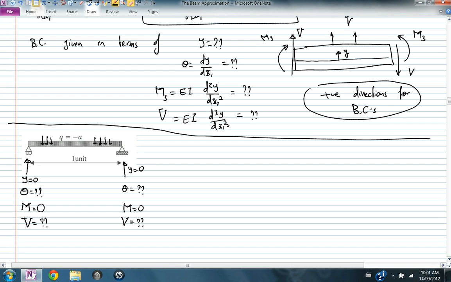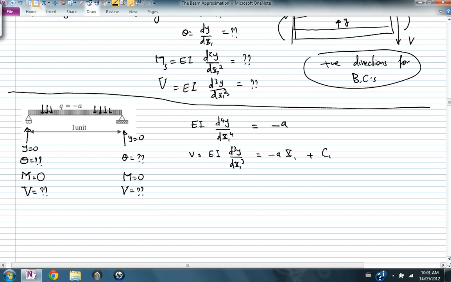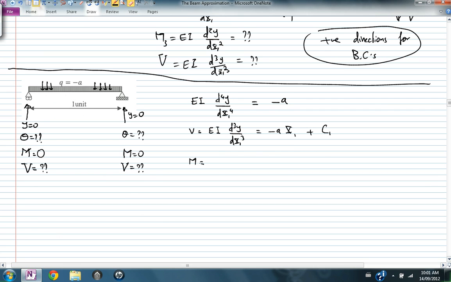Okay, so let's now solve the differential equation of equilibrium. EI d4y by dx1 to the power 4 is equal to negative a, which is the q. The shear, which is EI d3y by dx1 cubed, is equal to negative a x1 plus a constant. The moment, which is equal to EI d2y by dx1 squared, is equal to negative a x1 squared over 2 plus c1 x1 plus c2.